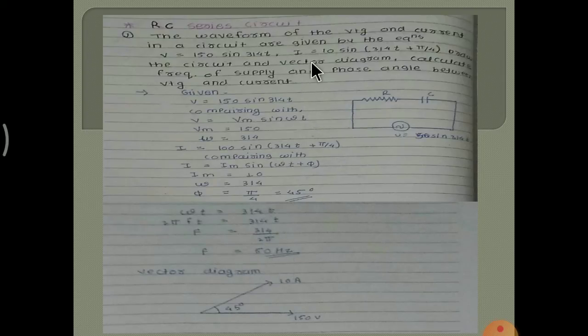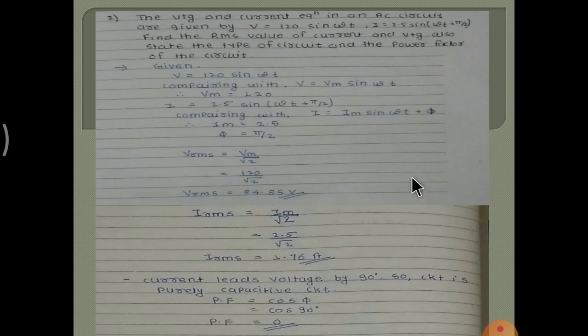Here in the question we have to find out the frequency of supply and phase angle. Here directly we got the phase angle and here we calculated the frequency, and this is the vector diagram. This is the reference voltage line, that is voltage is 150, angle is 45 degree, and this is the current. This is the vector diagram or phasor diagram of RC series circuit. This is the second problem of RC series circuit.